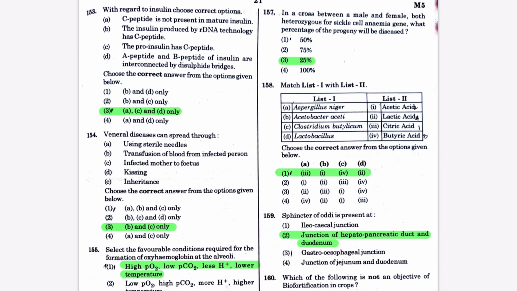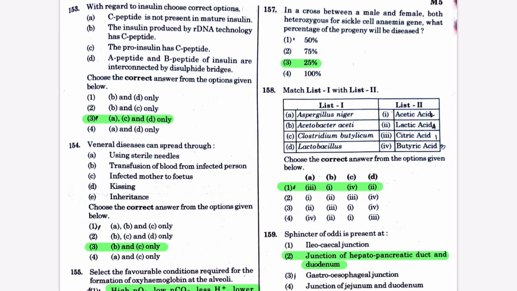So next question, 153. With regard to insulin, choose the correct option. Okay, so this is a little tricky question. We see, C peptide is not present in the mature insulin. So C peptide will not be present in mature insulin. They are asking you which is correct. So this is correct, right? The insulin produced by the rDNA technology has C peptide. No. The insulin produced by rDNA technology did not involve C peptide. They just took A peptide and B peptide. Proinsulin has C peptide. This is right. The A peptide and B peptide are joined together by disulfide bridge. Yes, this is right. So A, C and D would be right.